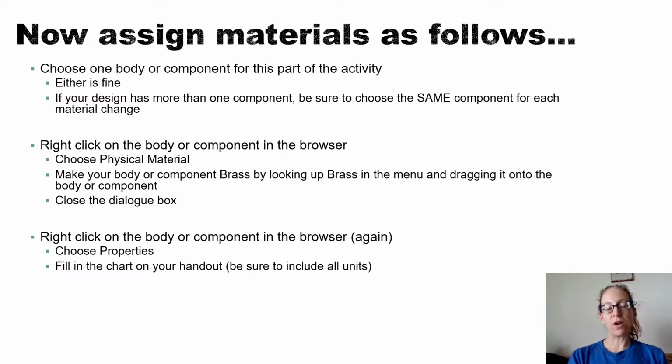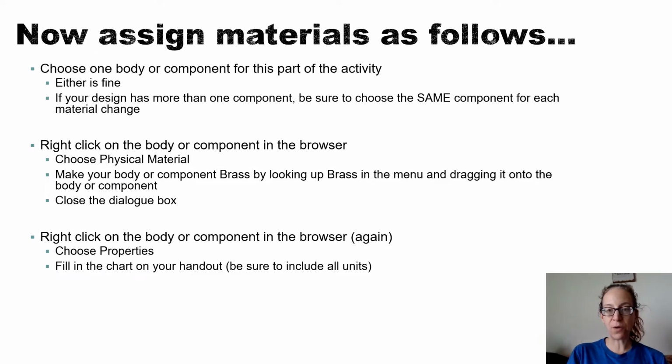Right click on the body or component in the browser again, and this time choose properties. Then fill out the chart on your handout and be sure to include all the units. You can go over to the activity where you'll see what you need to fill in. So you're going to look at the properties and just fill in the properties from the handout.